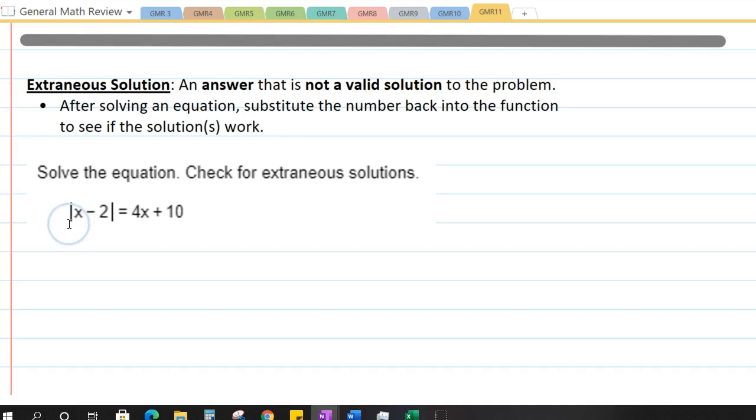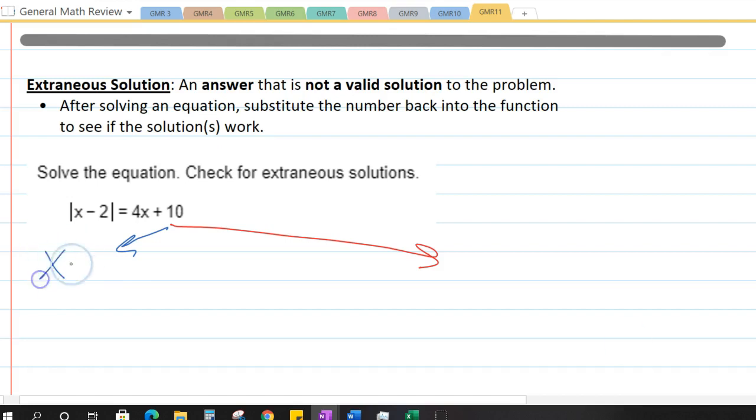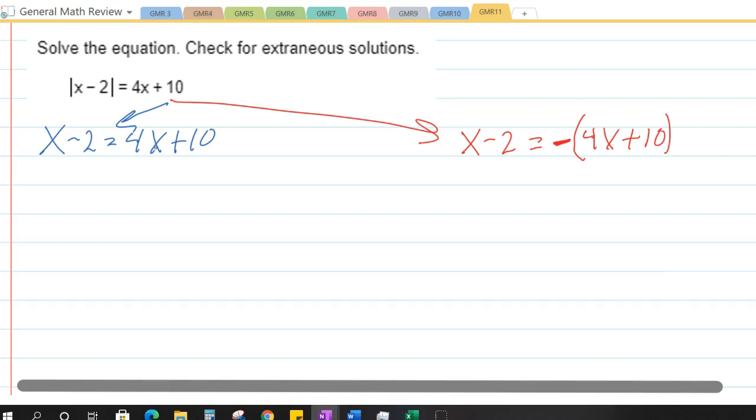For this problem, I have the absolute value already isolated. That's how they gave it to us. So instantly, I can separate this into the positive and the negative. We're going to separate one over here and one right here. On the left-hand side, we'll do the positive. X minus 2 is equal to 4x plus 10. On the right-hand side, we'll write the negative. X minus 2 is equal to negative. Now there's a whole bunch of stuff over there, so I need to use parentheses. 4x plus 10.